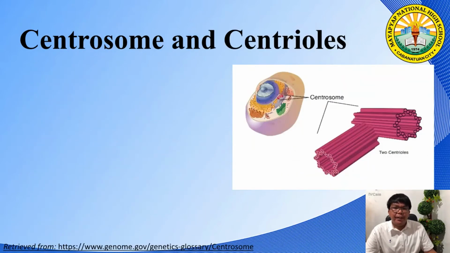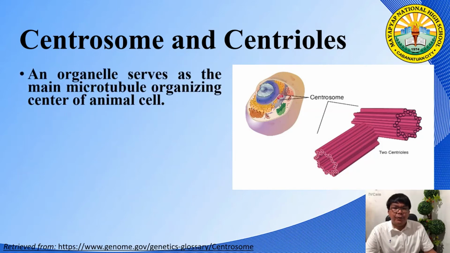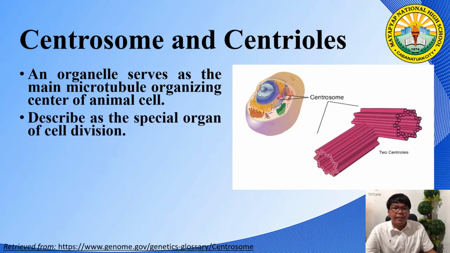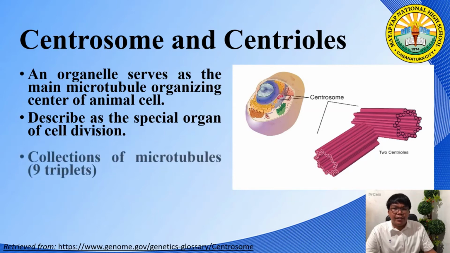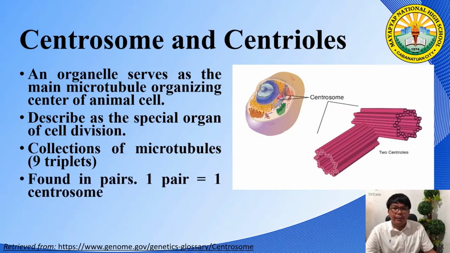Centrosome and centrioles is an organelle that serves as the main microtubule organizing center of the animal cell, described as the special organ of cell division. Collections of microtubules, 9 triplets found in pairs. One pair is equal to one centrosome, separate chromosomes.